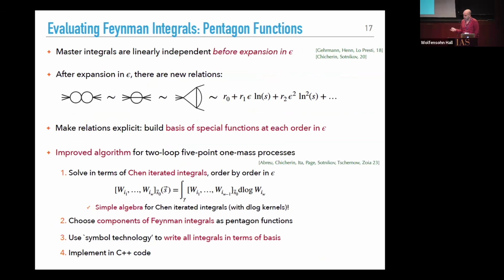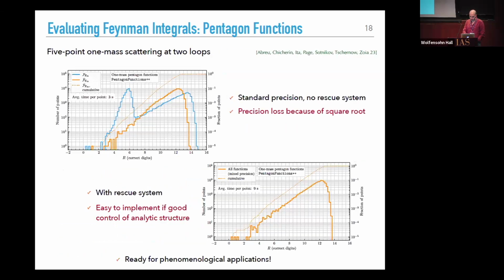5.1 mass case. And the idea is to solve the differential equation in terms of chain iterated integrals. The advantage here is that we know very well the algebra that these chain iterated integrals satisfy. We can choose the components of Feynman integrals to be basis functions. And then you use symbol technology to write everything in terms of these bases, and then you implement everything in a nice C++ code. So essentially, you have a C++ code that is tailored to solving this particular type of integrals. And then you can get very nice numerical evaluations.